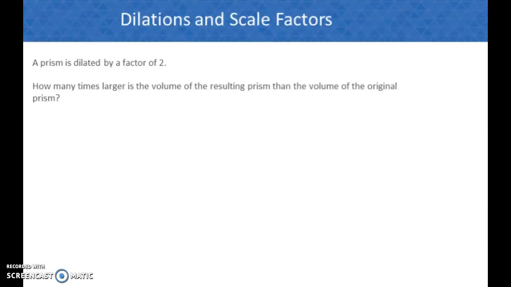This question says, a prism is dilated by a scale factor of 2. How many times larger is the volume of the resulting prism than the volume of the original? Alright, so we have to think about this question.